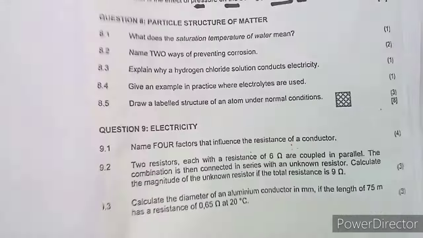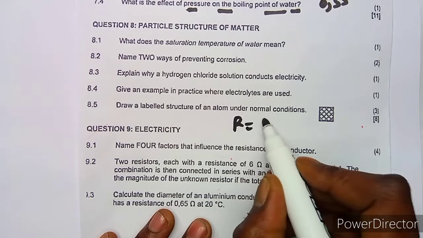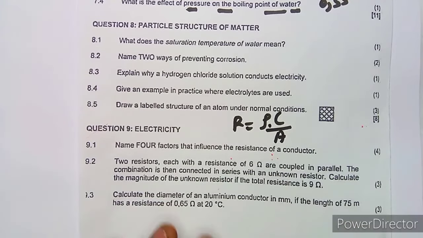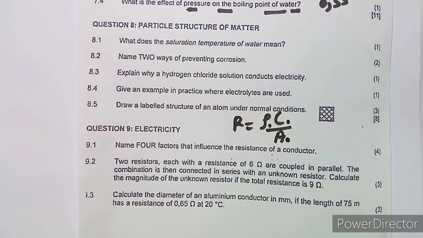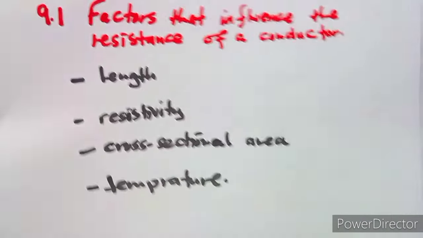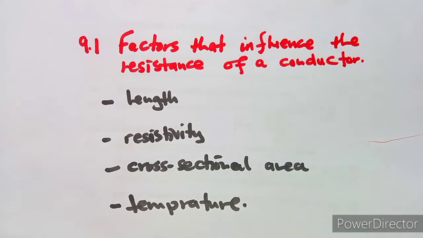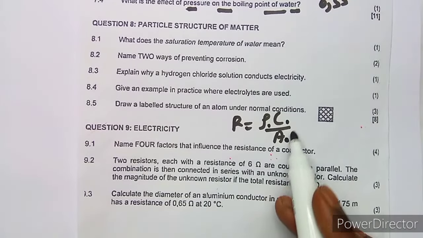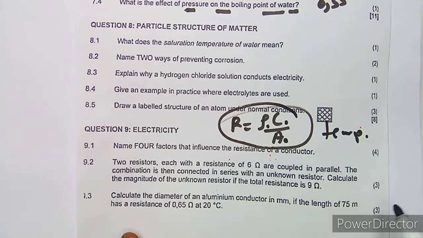9.1, name 4 factors that influence the resistance of a conductor. Remember we take this from R is equal to rho L over A. You've got the type of material, that is the resistivity, which is directly proportional to the resistance. We've got the length, directly proportional, the cross-sectional area, which is inversely proportional, and also the temperature, which is directly proportional. So these are the factors that influence the resistance of a conductor, plus ambient physical factors such as temperature.